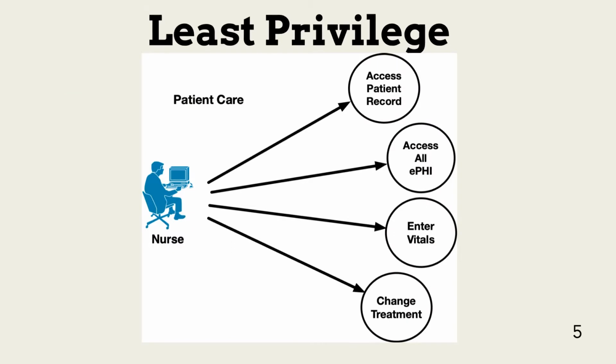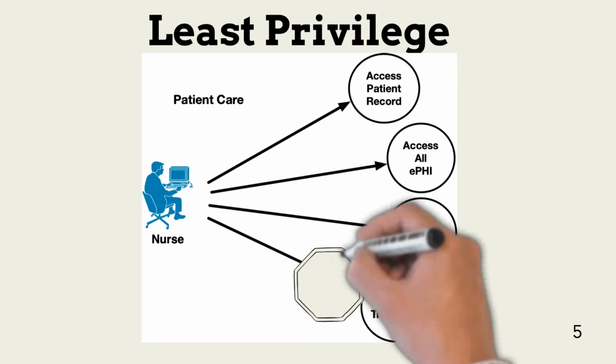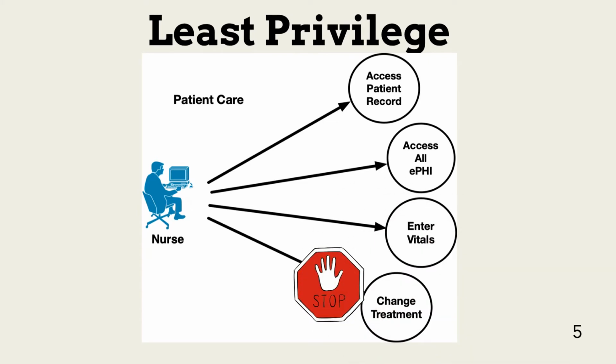Least privilege controls what a user can do with the information she can access. In other words, a user can only act on information in ways that are necessary to complete business tasks or comply with regulations. In this example, a nurse can access all data for a patient for whom she is responsible. However, she can't change treatment approaches.